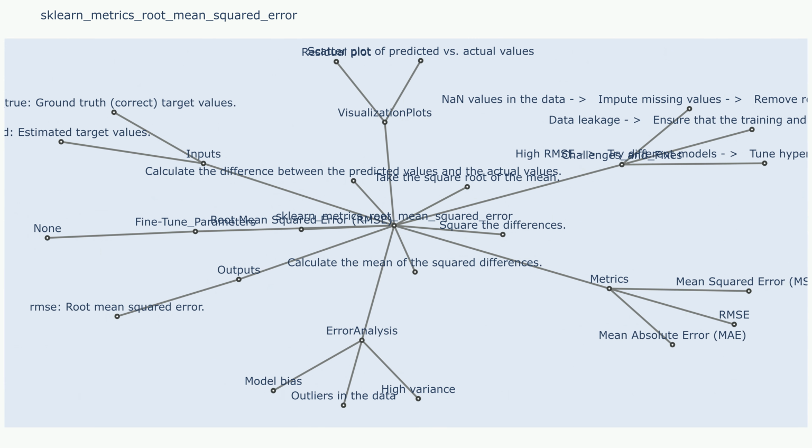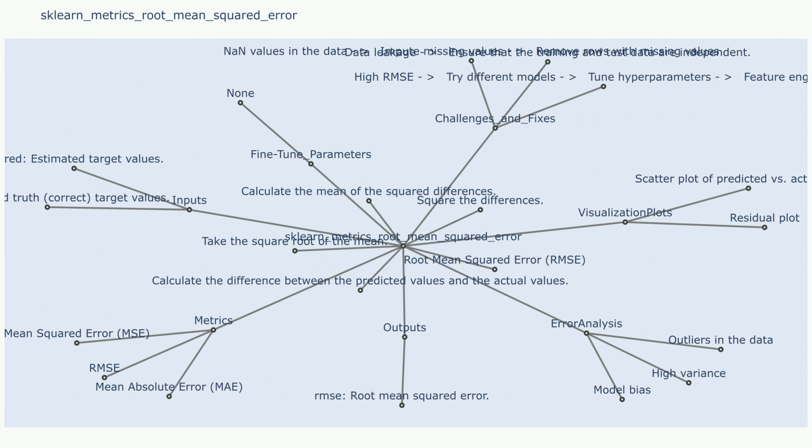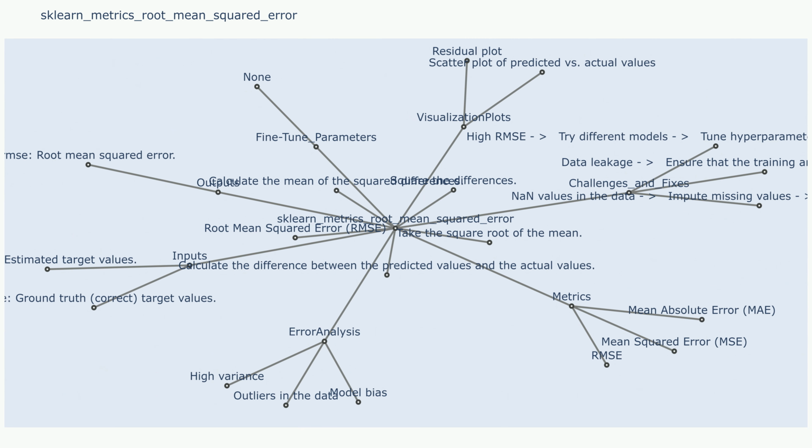Challenge 2: the RMSE can be difficult to interpret. Sample use case that resulted in challenge 2: a high RMSE could be due to a few large errors, or it could be due to many small errors. Fixes to challenge 2: the RMSE can be interpreted in the context of the problem domain. For example, if the RMSE is 10% of the average target value, this might be considered a good result.